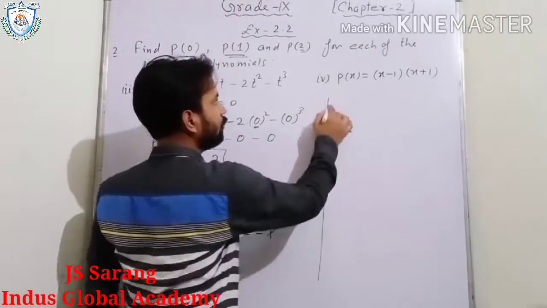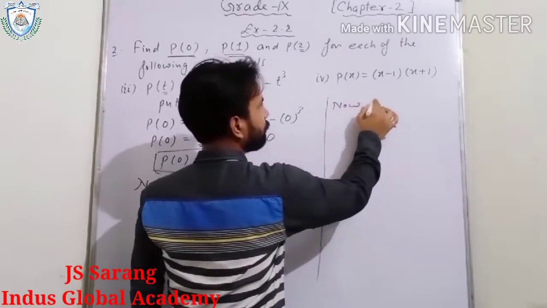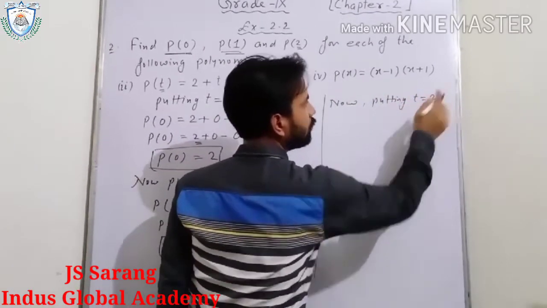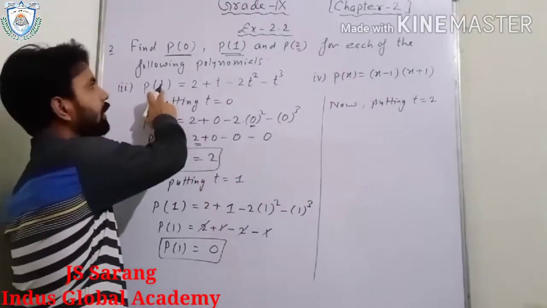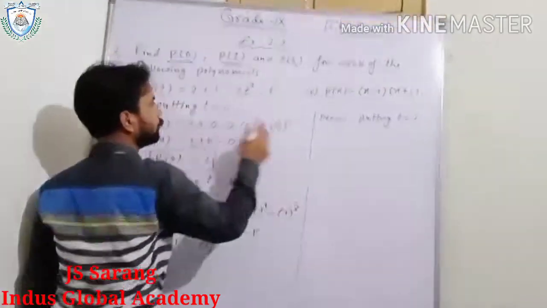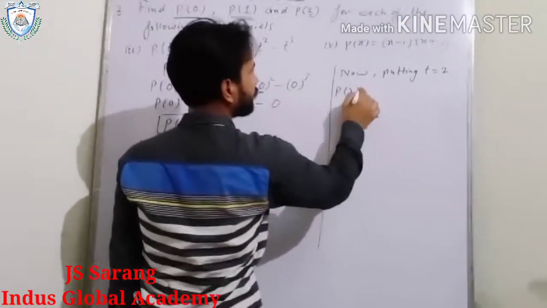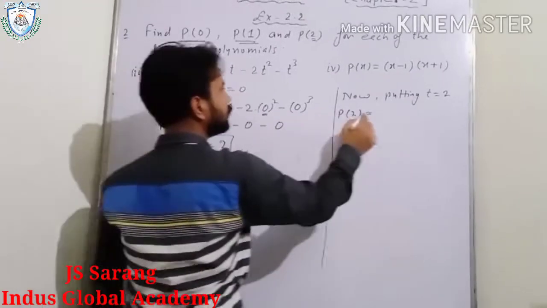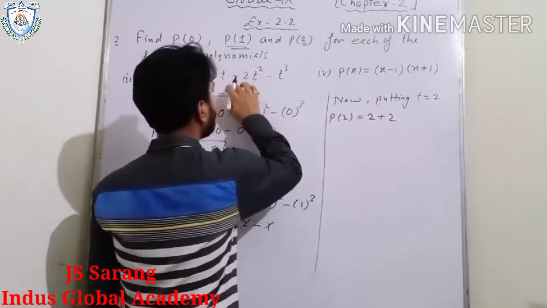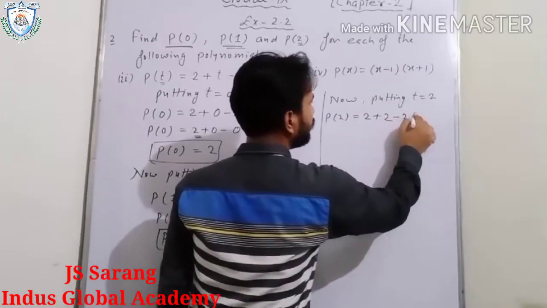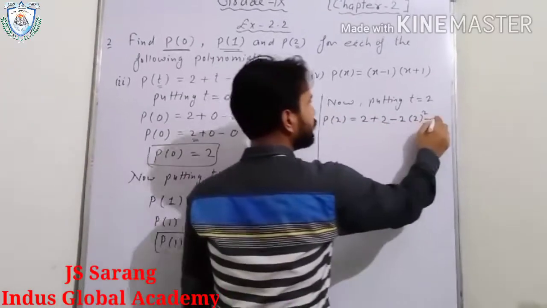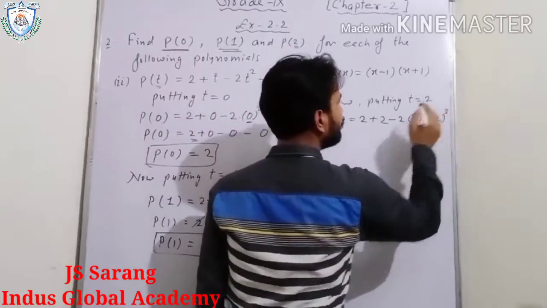So now putting t equals to 2. So in place of t, we will have to substitute the value of t, that is 2. So p2 equal to 2 plus t, t is 2, minus 2t square. So minus 2 into t is 2 square, minus t cube, t is 2 to the power 3.